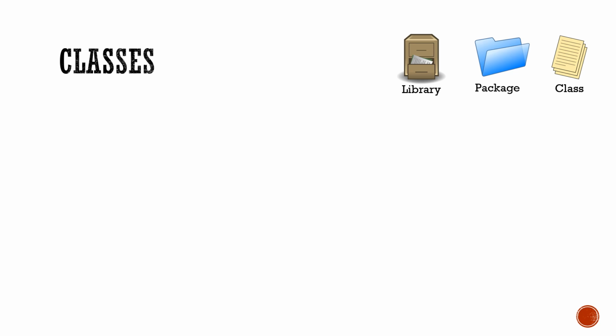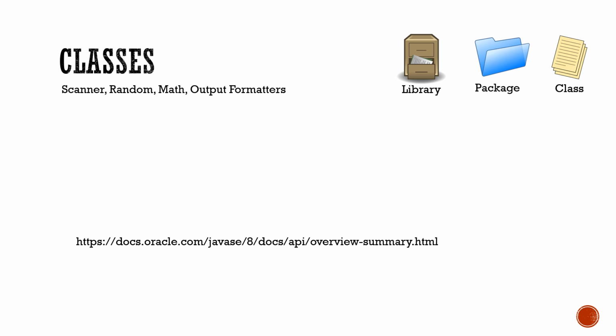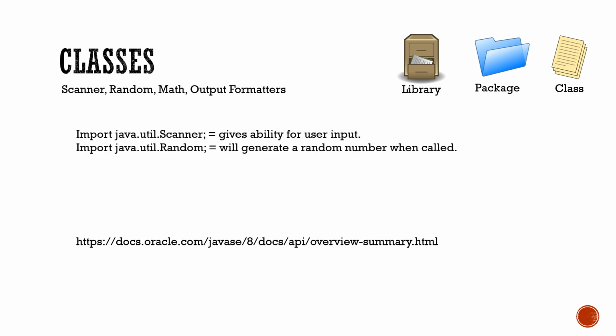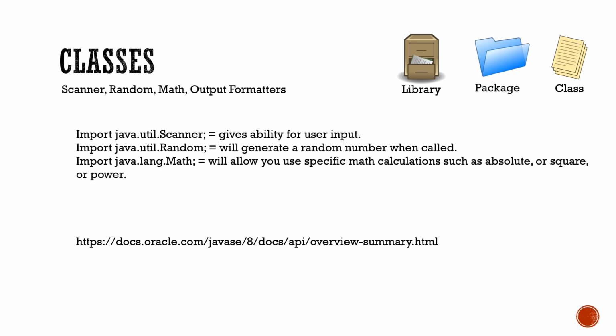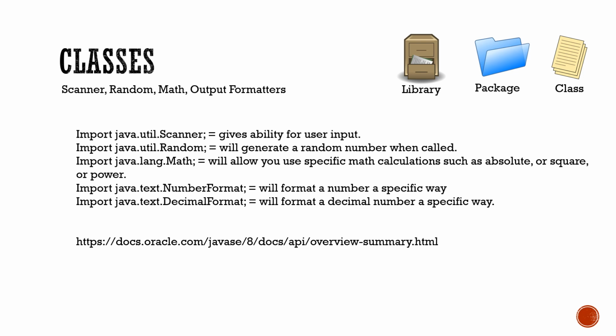Let's talk about a few classes from these packages you can use. Scanner, random, math, and output formatters are common ones. Each class is in a different package, and therefore you need to make sure you import the correct package that contains that class. You can visit this website, https://java.se/docs/API/docs/overview-summary.html. This website is great to review and look over the different packages and classes they contain. Scanner and random are from the util package, while math is from the language package. Number and decimal format are in the text package.